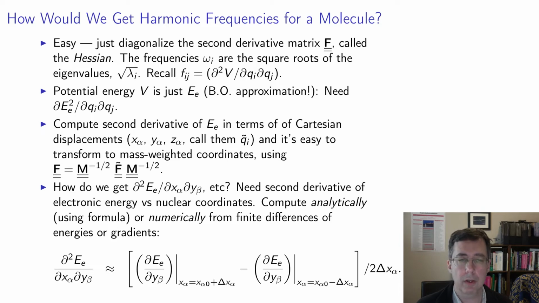What are those force constant values? Well, they're just the second derivative of the potential energy with respect to these mass-weighted coordinates. Now, what is the potential energy? Well, that's just the electronic energy. Recall in the Born-Oppenheimer approximation, the energy that the nuclei feel is the electronic energy that you get from solving the electronic Schrödinger equation with Hartree-Fock or CI or whatever.